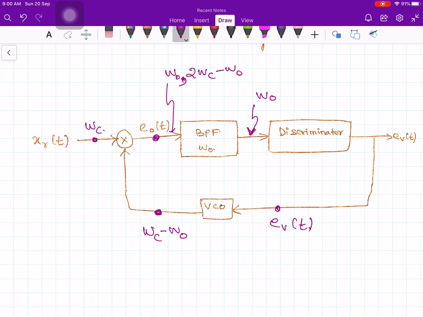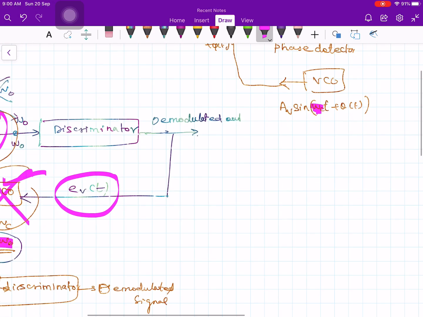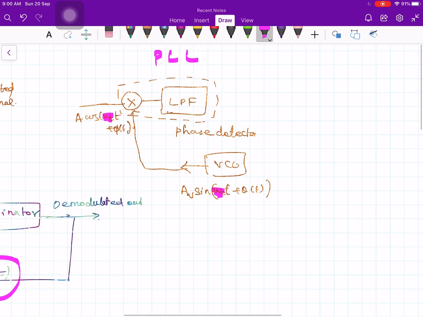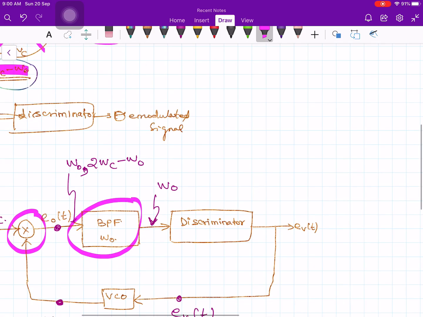So you have an input signal coming here, and this is followed by a multiplier, and followed by a band pass filter. Okay, this is slightly different from what we have discussed in the phase locked loop. In the phase locked loop, as I said, this multiplier is followed by a low pass filter, but here we are using a band pass filter.